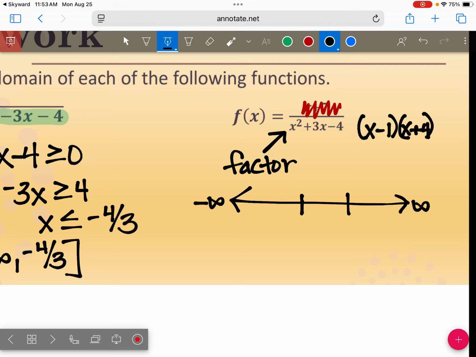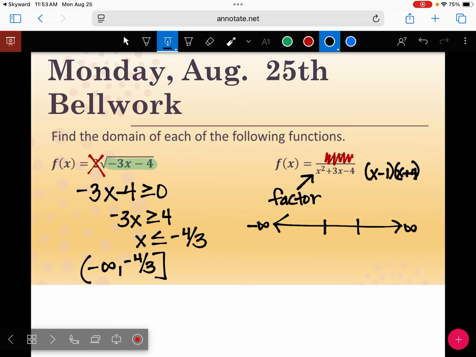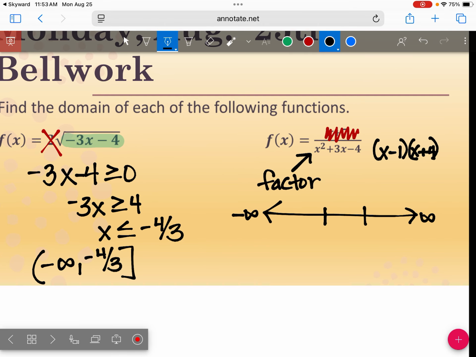All right. So when you set those equal to 0, you get x minus 1, you get x equals 1, and then the x plus 4, you get x equals negative 4. Which one of these numbers is smaller, 1 or negative 4? So I'm going to put that furthest to the left, and then I have my 1.